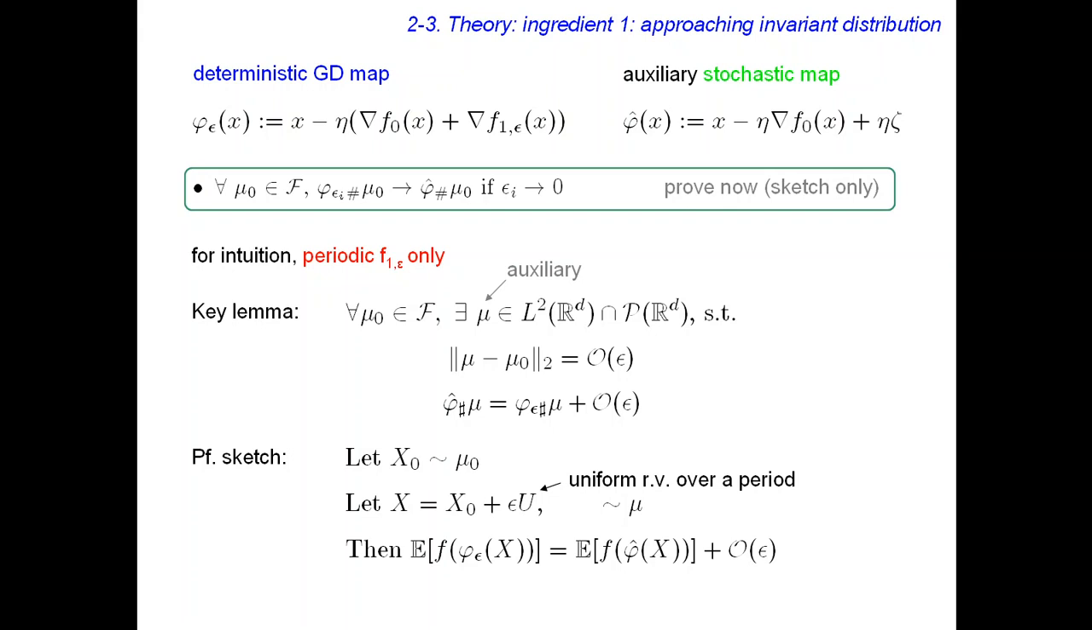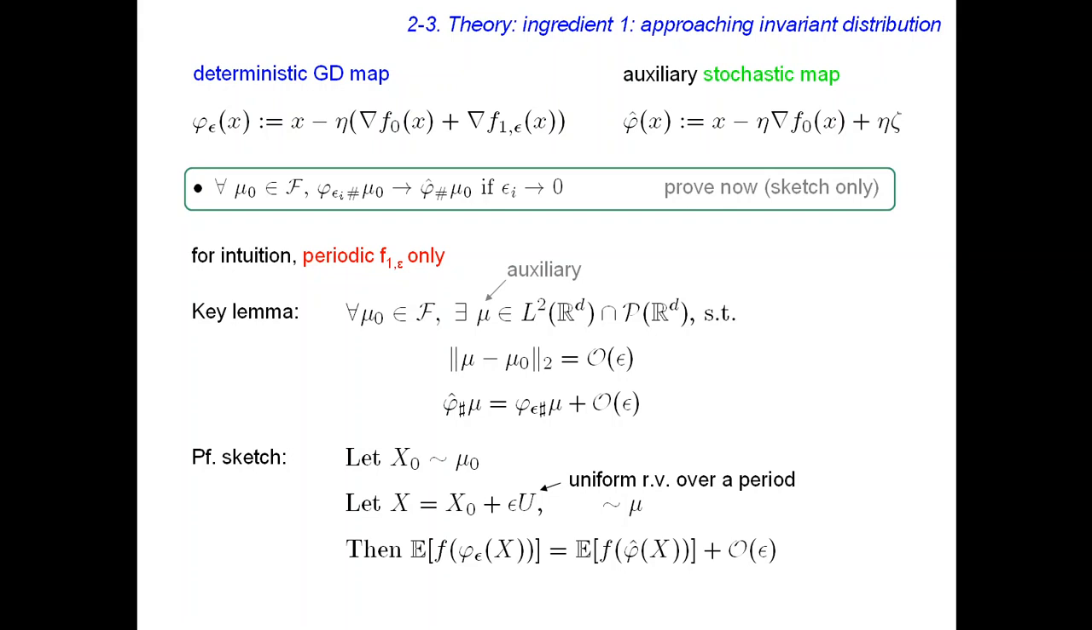First of all, choose a random variable x0 distributed according to mu naught, and then we pick a uniform random variable, uniform over a period of the microscale, and then rescale it by epsilon, and then add the result to x naught. And the resulting random variable called x will have its distribution. That is what we wanted. Its distribution is going to be mu. And it's easy to show that mu and mu naught are very close to each other, O(epsilon) close.